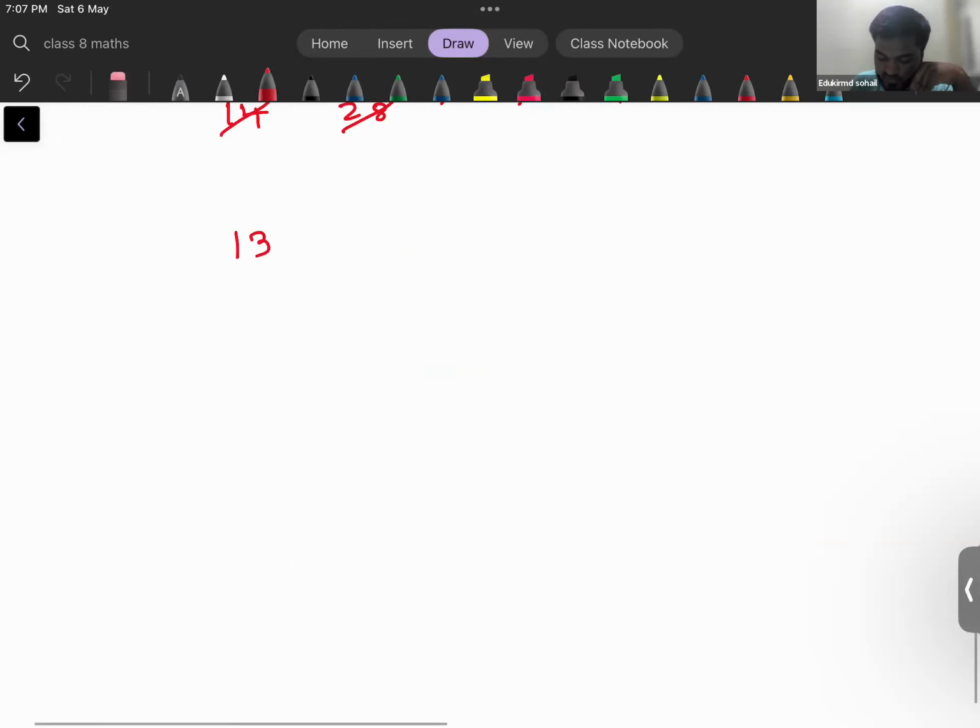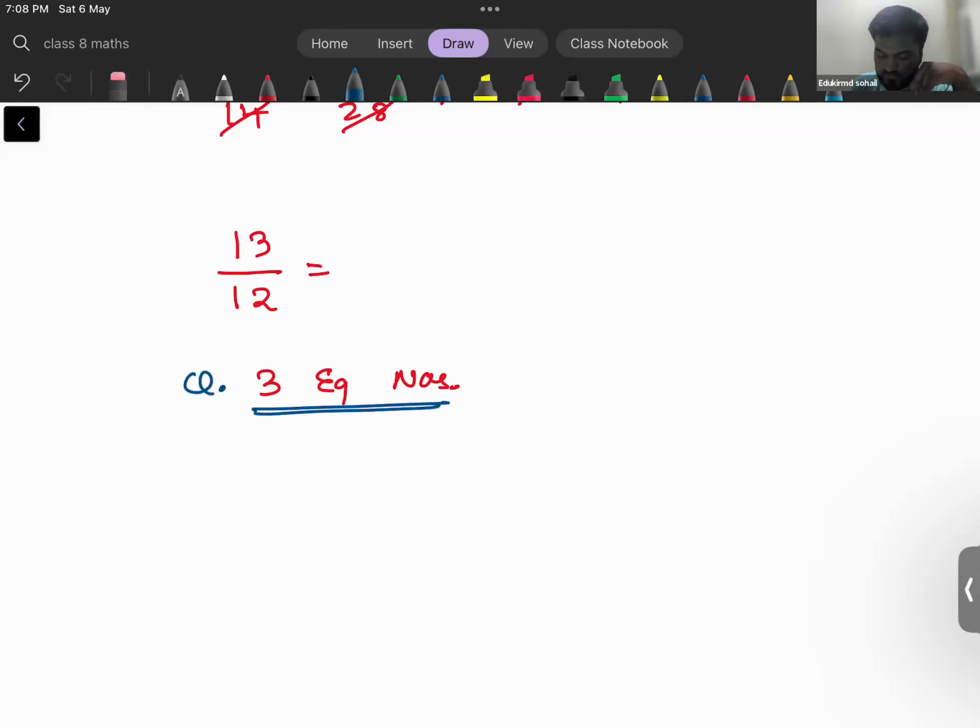Okay. Try solving one more question related to equivalent numbers. 13 upon 12. Write at least 3 equivalent numbers. 13 by 12 is itself in its simplified form. Yeah, that is in the simplest form possible.